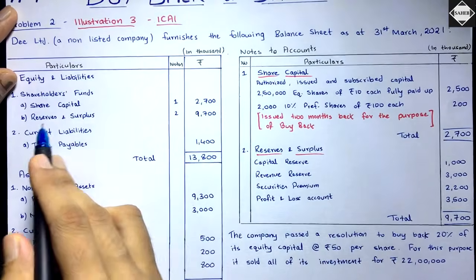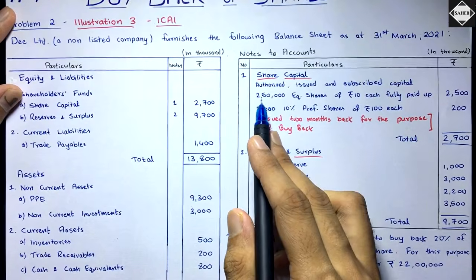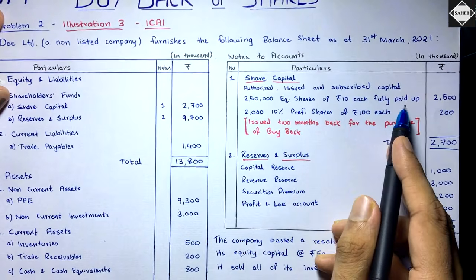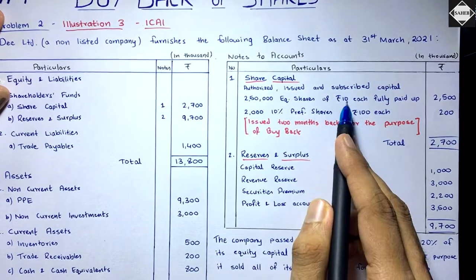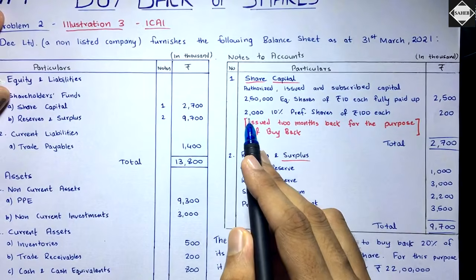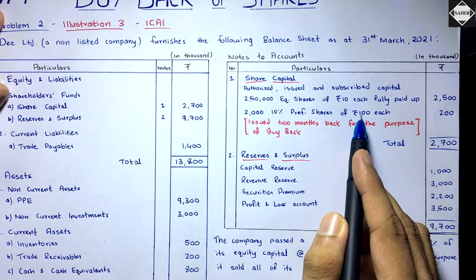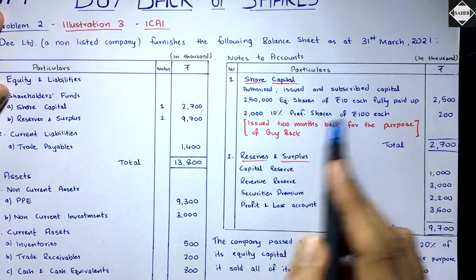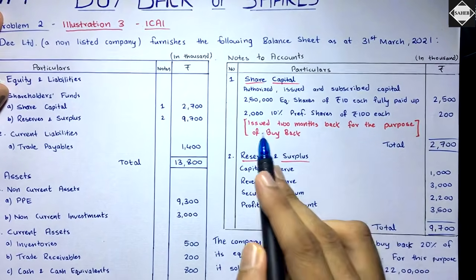See, share capital, reserves and surplus. Note number we have. Share capital, note number 1. See here, 2,50,000 equity shares of rupees 10 each, fully paid up. 25 lakh. Yes, 2,50,000 into 10, that is 25 lakh. And then see here, 2,000 10% preference shares of rupees 100 each. So 2,000 into 100, that's 2 lakh. 200 means 2 lakh, like that. Then in the bracket they have said issued 2 months back for the purpose of buyback.